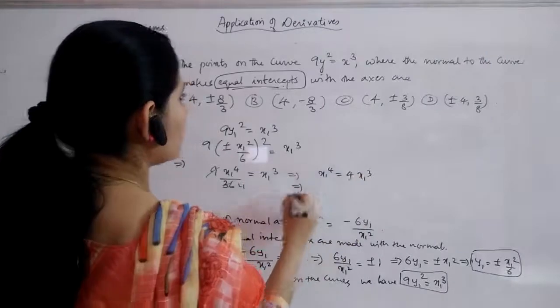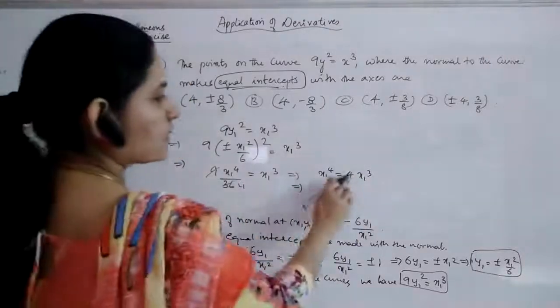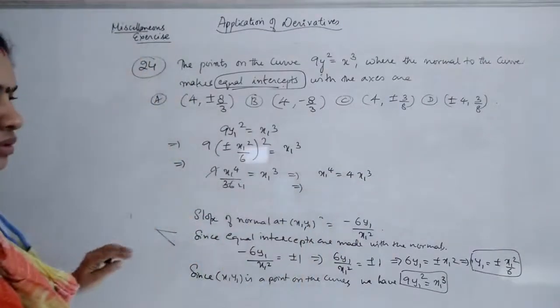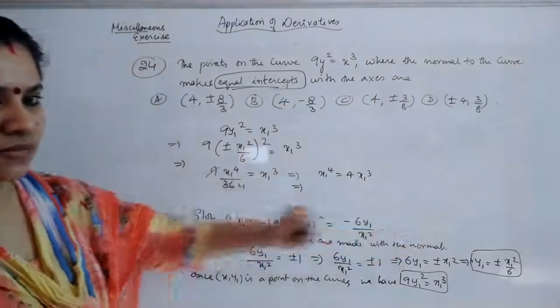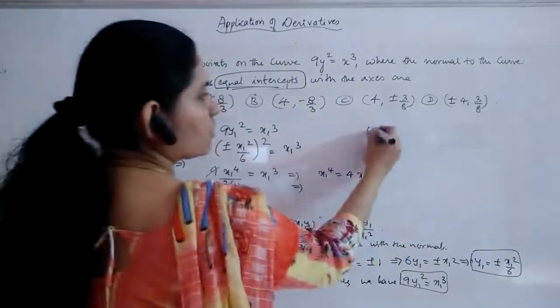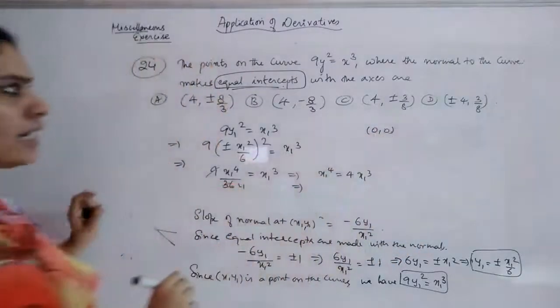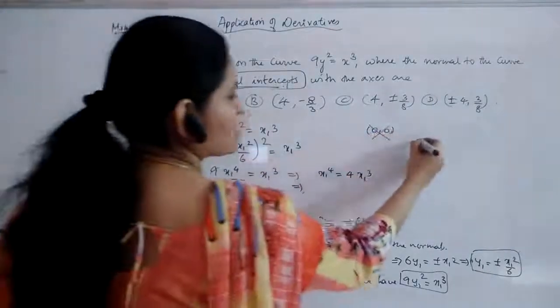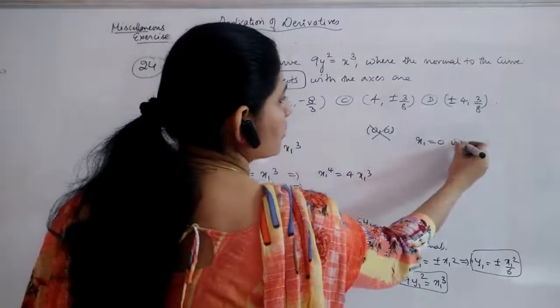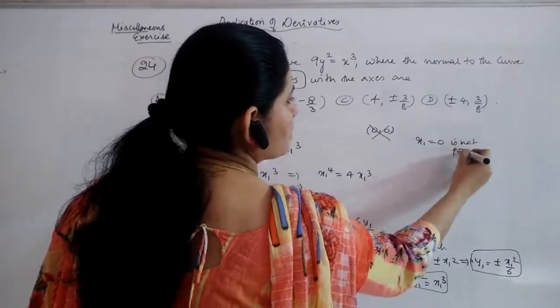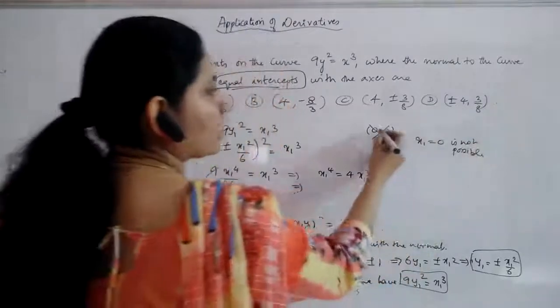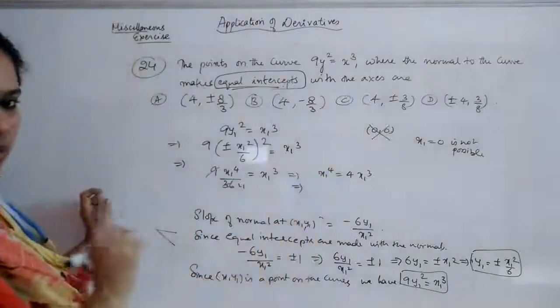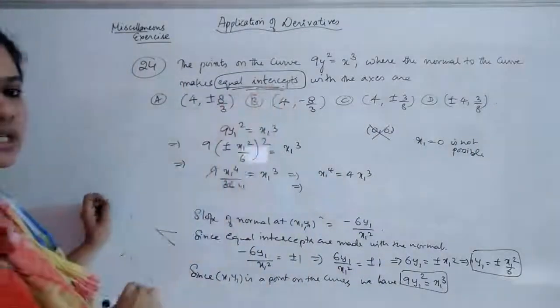4x1 cube. Again, if I take x1 as 0, y1 will also be 0, because if you substitute, x1 and y1 both will be 0. That means it will become the origin, right? And at the origin you cannot get any intercept. So that condition we will neglect. That is, x1 equal to 0 is not possible. That means the normal cannot be at the origin because that doesn't have any intercept.